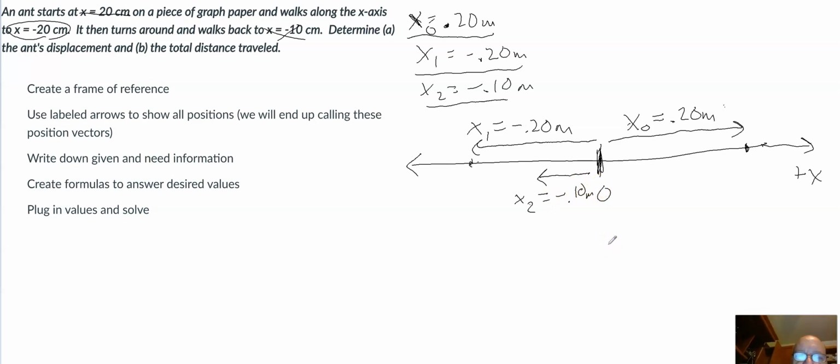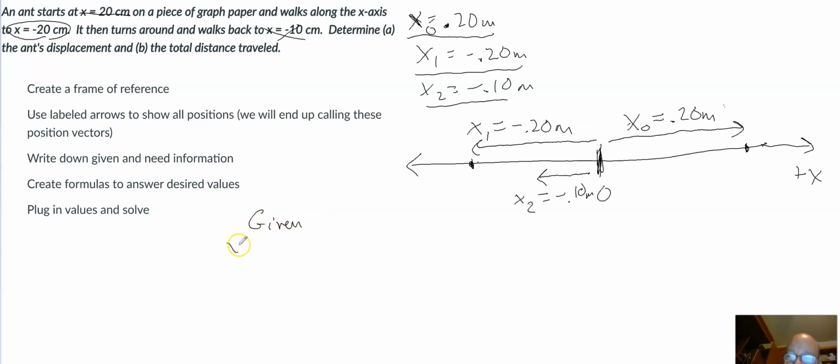Okay, so these arrows are showing my positions. At the first position, I'm at 0.2 meters. At the second position, I'm at negative 0.2 meters. It's not saying anything about how I got there. It's just saying at the second point, I am here. And then this arrow is saying at the third point, I am here. And these are called position vectors because they're showing you where the position of the ant is at each of the points. Okay? Now, I'm going to write down the information that I've been given.